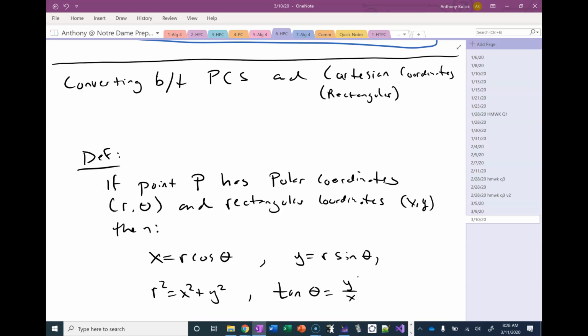So, if point P has the polar coordinates r theta and the rectangular coordinates x, y, then the following four relationships hold. X is equal to r cosine theta. Y is equal to r sine theta. R squared is equal to x squared plus y squared. And tangent theta is equal to y over x. All of these are just natural consequences of what we know about circles and triangles. So let's do an example.